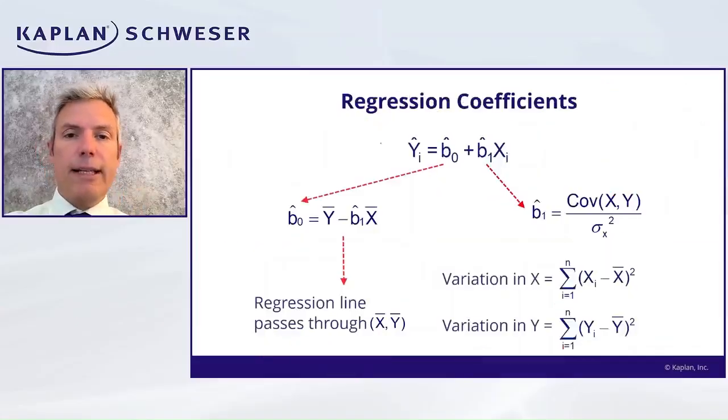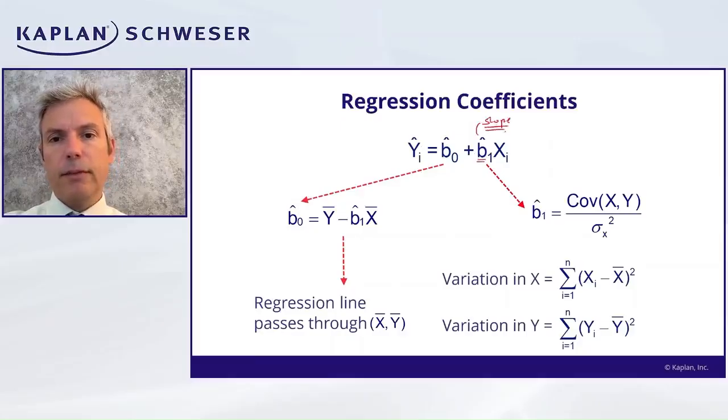And they are on the slide here. This is your specification for the model because it's got hats on. These are your estimates. The first one that I'm going to deal with is the slope. Your estimate for the slope is the covariance of x and y divided through by the variance of x.